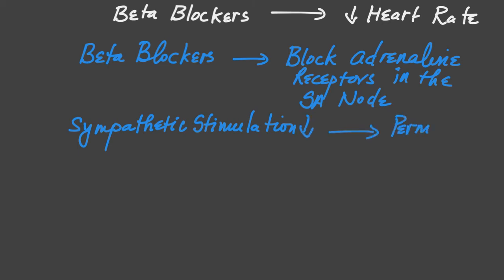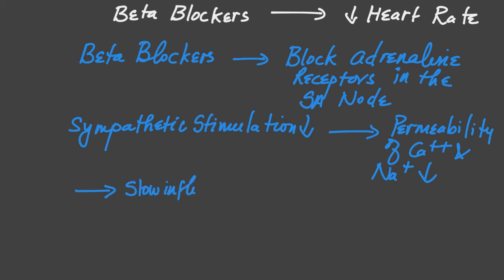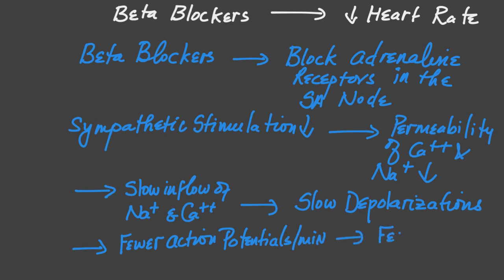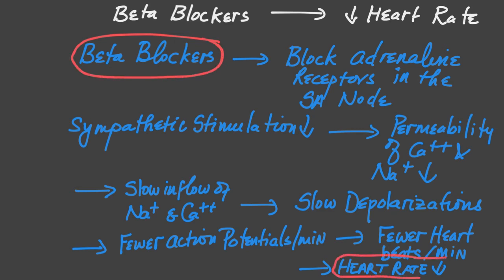This results in the permeability of the calcium and sodium channels to also decrease. So we will use the down arrow to indicate decrease. As a result, there is slow inflow of both calcium and sodium. Now, if there is slow inflow, there's going to be slow depolarization. So, slow depolarizations occur. When this happens, you're going to have fewer action potentials in the same time frame. Fewer action potentials per minute. Fewer action potentials at the SA node mean fewer heartbeats per minute, resulting in a lowered heart rate. So there we have it. Beta blockers resulting in a low heart rate.